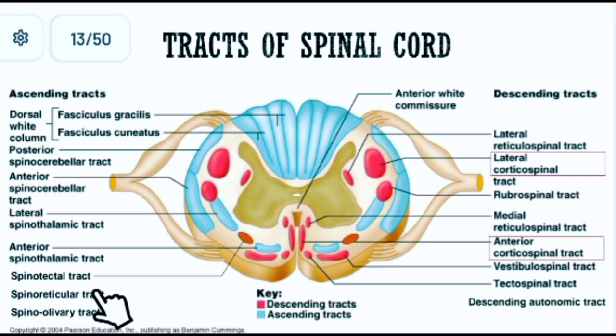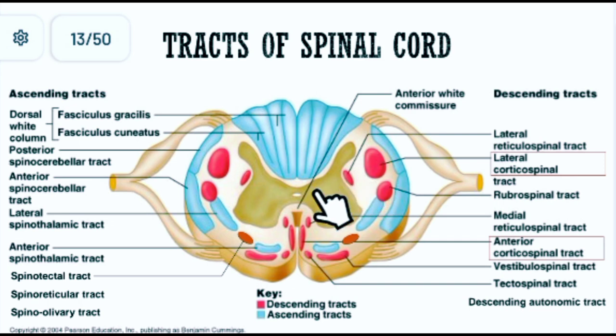Then we also have what we call spinoreticular tracts, as well as what we call the spinoolivary tracts. Okay. So you can see them, and then you need to know that they are going to help in what? We also have what we call spinotectal tract. They help in spinal visual reflexes. Okay, the spinotectal tract, spinal visual reflex. Okay, so those are the ascending fibers that you have to note.